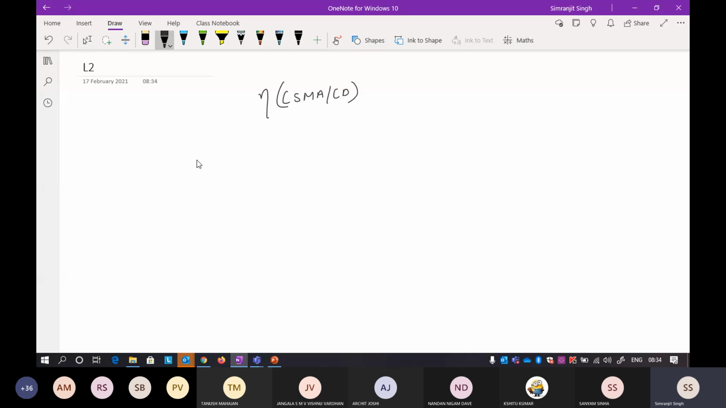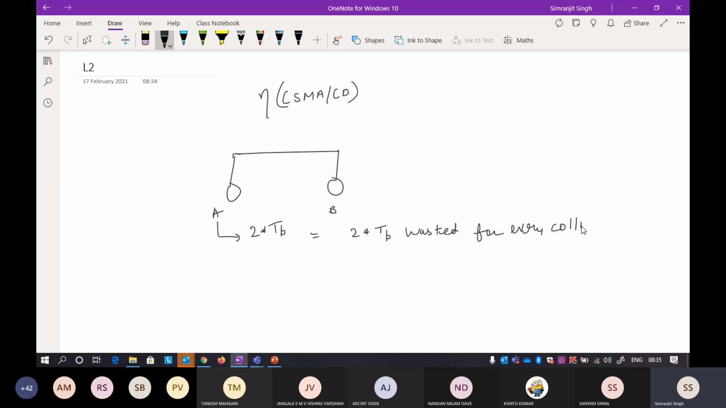Now I am only talking about the worst case. If you remember the worst case, there is an A and a B in the example I took. In this worst case, A will know that the collision occurs at 2 into TP time. So in the worst case, A comes to know at what time the collision occurred. You can say that 2 into TP time is wasted for every collision. To detect the collision, I am wasting 2 into TP time every time a collision occurs.